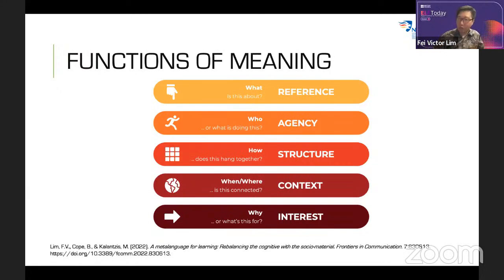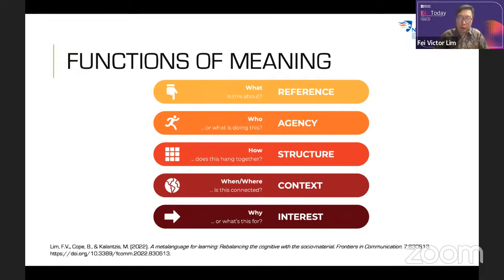They can consider the aspect of agency, who is doing this. They can consider the aspect of structure: how does the poster work together? The composition, the layout, the placement of the poster work together coherently and cohesively to make meaning. They can consider the aspect of context in relation to when and where this is situated, the kind of cultural background it is placed in. And they can consider the aspect of interest as well, the why. What is this poster for?